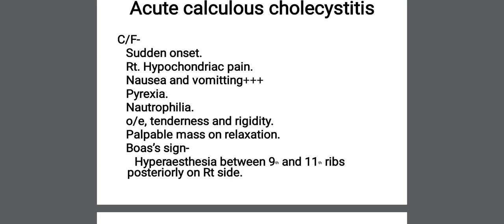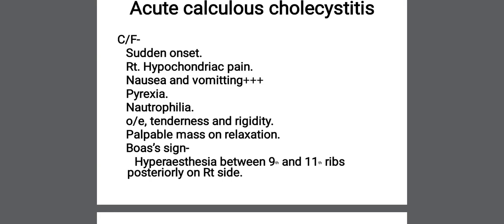Then the clinical features of acute calculus cholecystitis. The onset of this acute condition is obviously sudden. There will be pain present in the right hypochondrium. Then there will be severe nausea and vomiting in the early stages. Then there is pyrexia, that is the temperature is increased, the patient will have fever, and there will be neutrophilia. As there is infection, there will be neutrophilia. Then on examination, there will be tenderness and rigidity in the right hypochondrium.